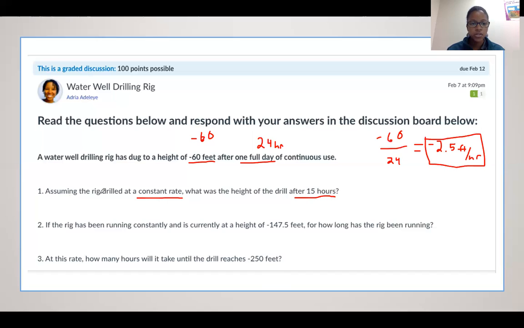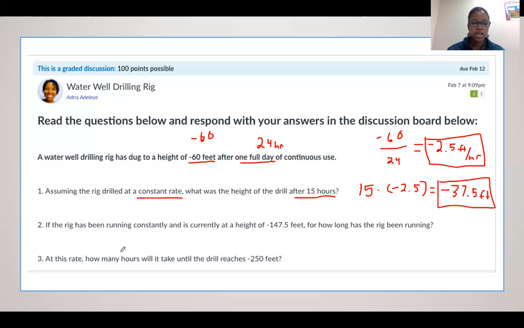Okay, so assuming the rig is drilling at a constant rate, what is the height of the drill after 15 hours? Well, I know that for every 1 hour, it drills 2.5 feet. So all I'm doing now is multiplying. I have to take 15 and multiply that by -2.5. When I do that math, you will have to multiply 15 times -2.5, and you should get -37.5. So that is how many feet it has drilled after 15 hours.